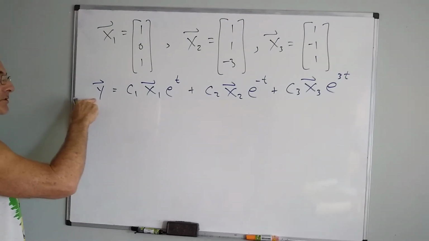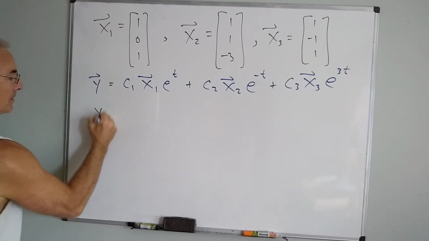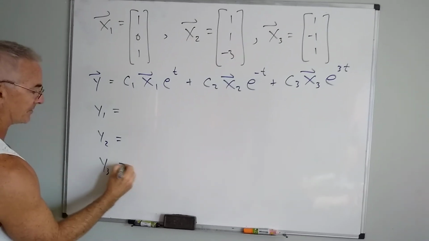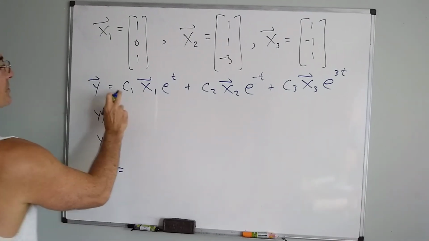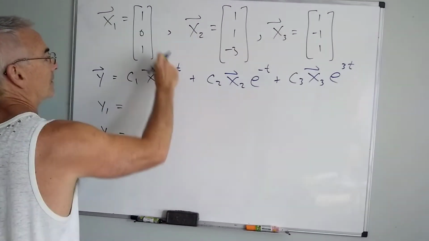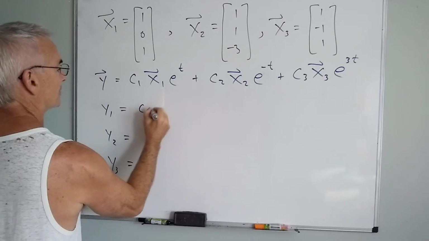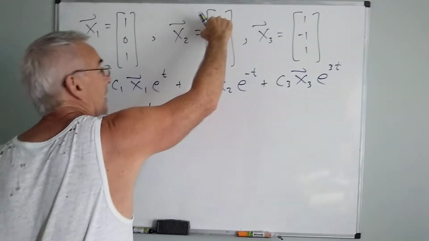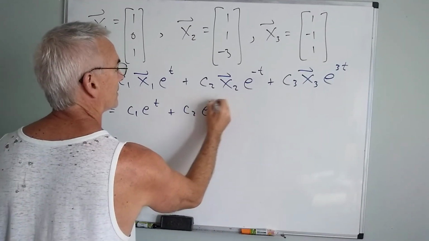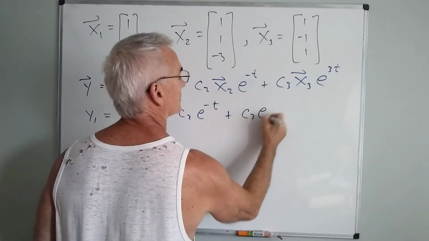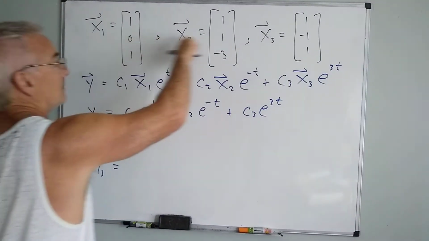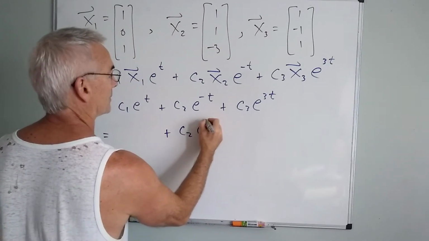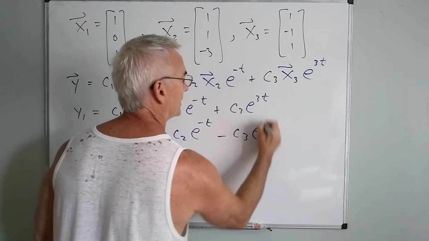So remembering this is the vector y1, y2, y3, we can basically break this into the pieces and say what are the actual three solutions that we need to check. So C1 times the first element here times the e will just be C1 e to the t. And then C2 times the first element and so on. And now I go to the next row. So I have 0. And then here, C2 e to the negative t minus C3 e to the 3t.